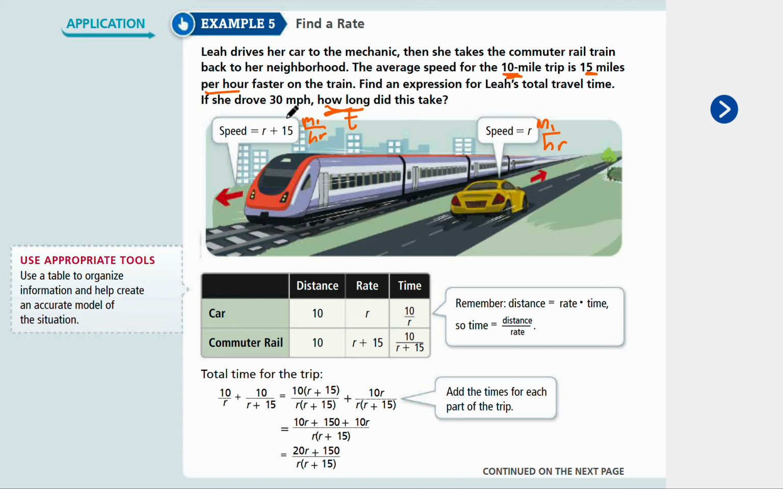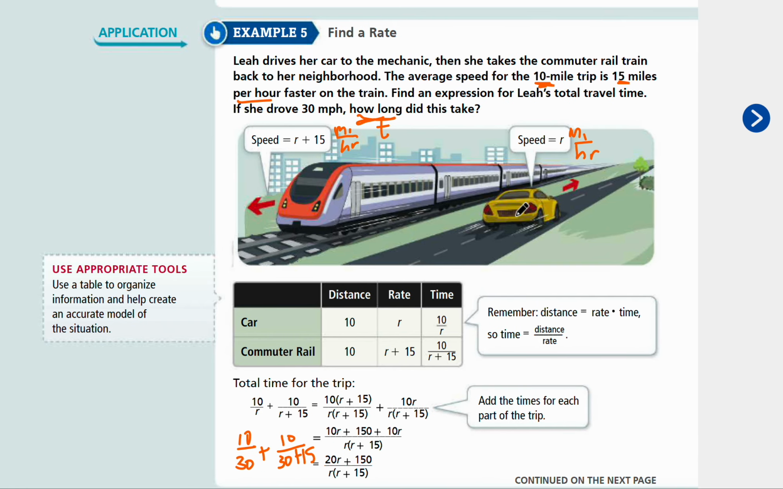If this is 30 miles per hour, where are you plugging into? R, that is the rate. So when the rate is 30, you get 10 over 30 plus 10 over 30 plus 15. You don't have to add the rational expressions. You can just plug it in to r in the first expression here, and then figure it out as well. This is just another way, right? This may be a quicker way, but of course, we are practicing how to add and subtract rational expressions, so might as well practice, okay?